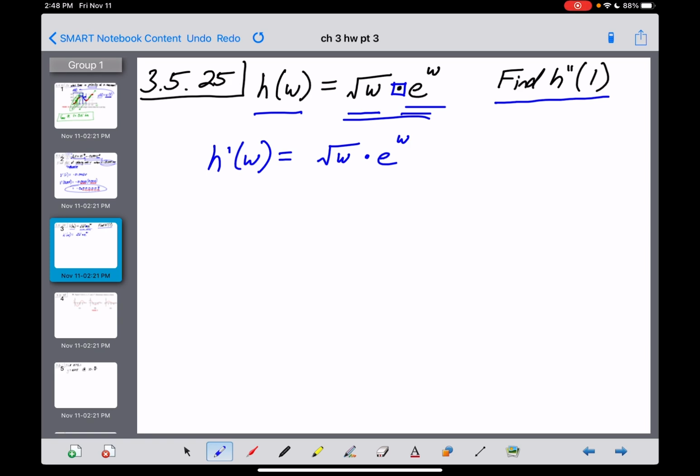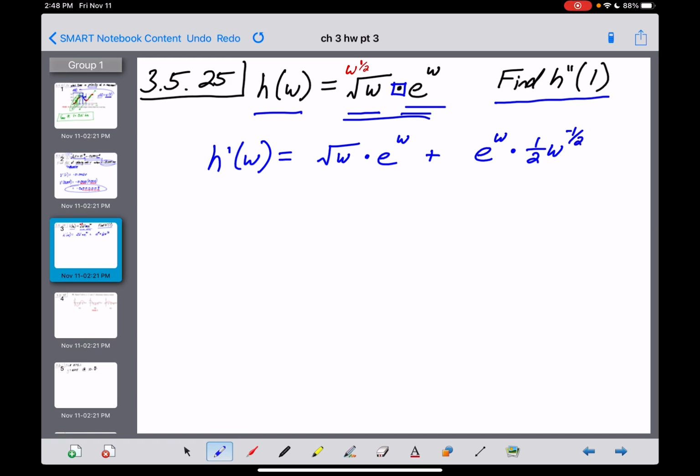First times derivative of the second, plus the second factor, e to the w, multiplied by the derivative of the first. And what we really should be doing here, guys, is thinking of this as w to the 1/2 power, and then just doing the power rule on that. So that's going to get us a 1/2 times w to the negative 1/2 power.